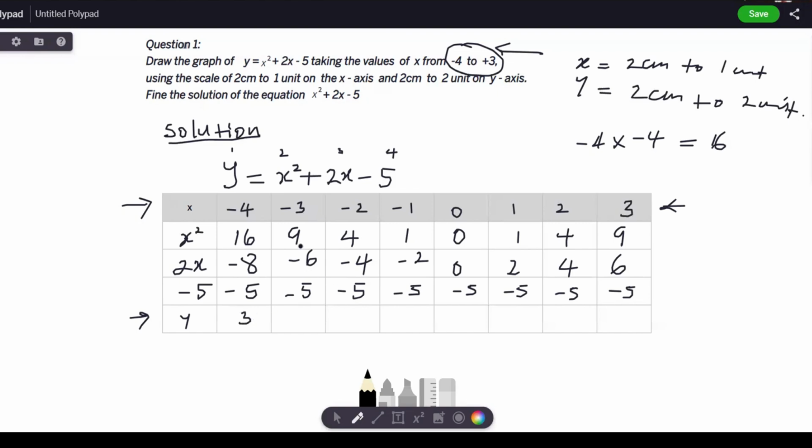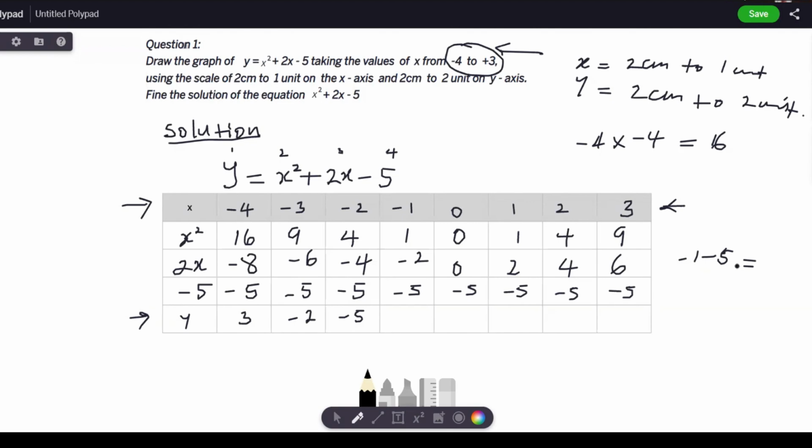3. Great. Now 9 minus 6 gives us what? 3. 3 minus 5 gives us what? Minus 2. Nice. 4 minus 4 is 0. 0 minus 5 is what? Minus 5. Nice. 1 minus 2 is minus 1. Minus 1, let me write this. Minus 1 minus 5 is equal to that.